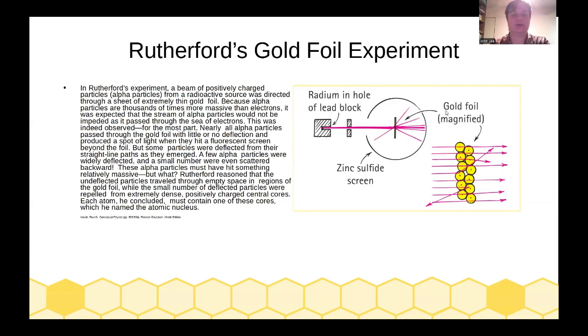First, we are going to talk about how the atom is made up of a nucleus and an electron cloud at the edge of it. So the first thing to bring up is Rutherford's gold foil experiment.